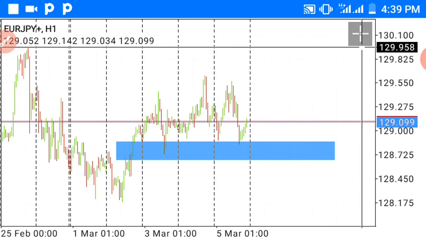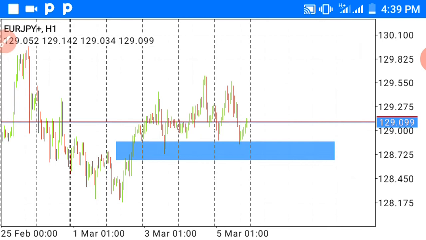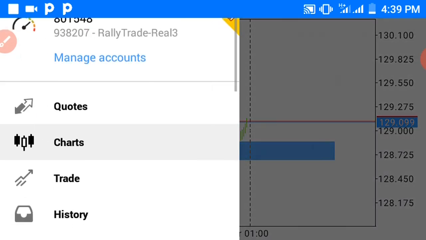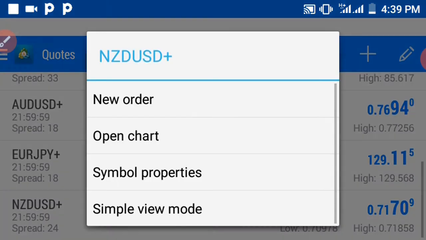Okay, let's go to the next one, which is still the US market, and that is the New Zealand USD.